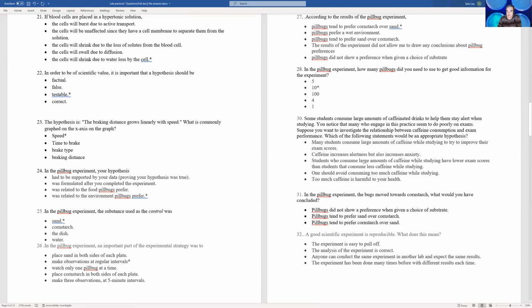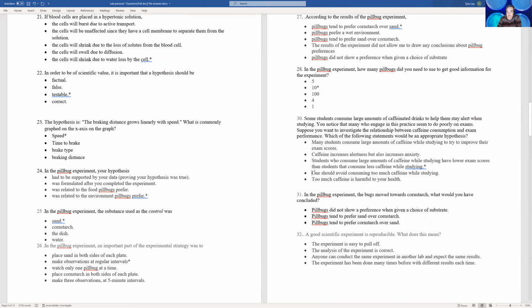Number three, students who consume large amounts of caffeine while studying have lower exam scores than students that consume less caffeine. This one really is supported by the information that we're given. It says that some students consume large amounts of caffeine to stay alert, but you notice that many who engage in this practice seem to do poorly on exams. So this little sentence right here gives you an indication of which one of these options is your best bet for what a hypothesis should be.